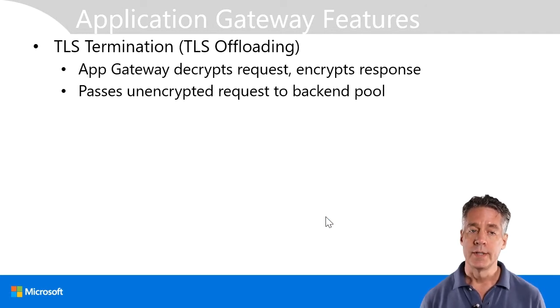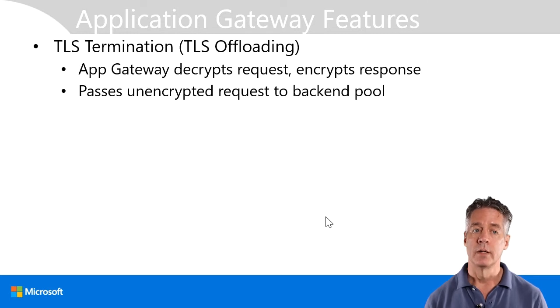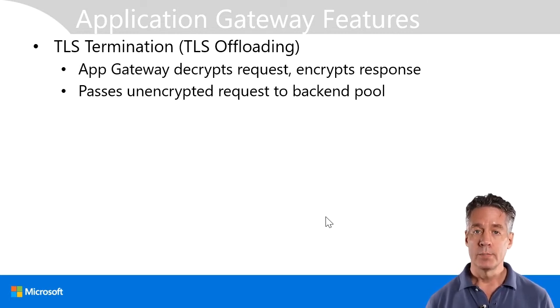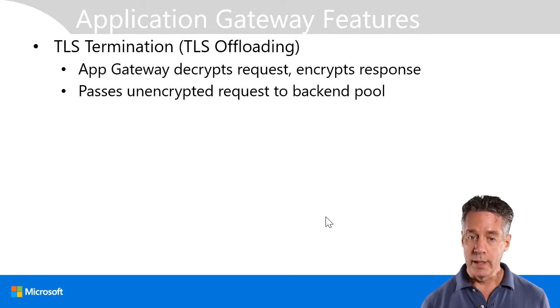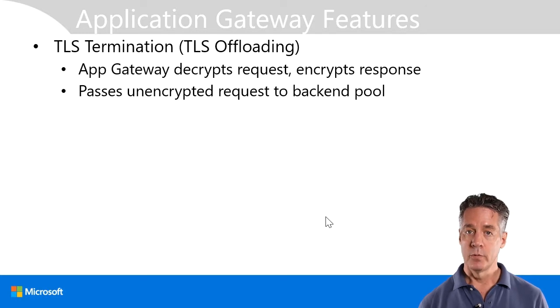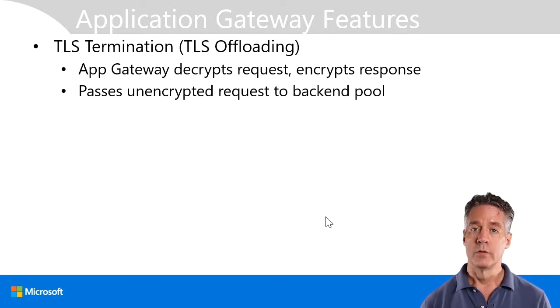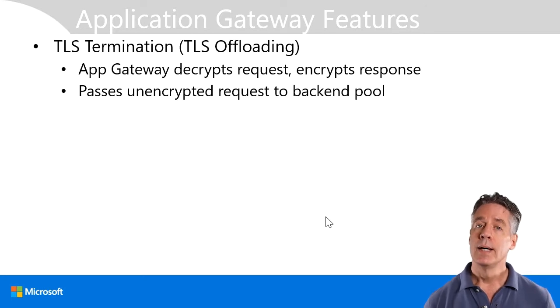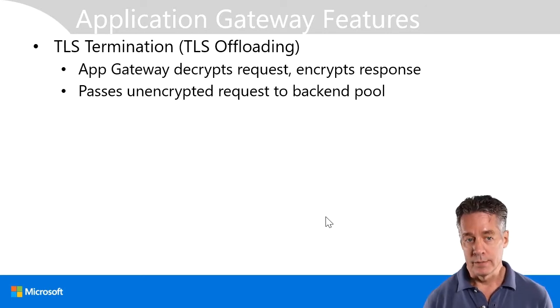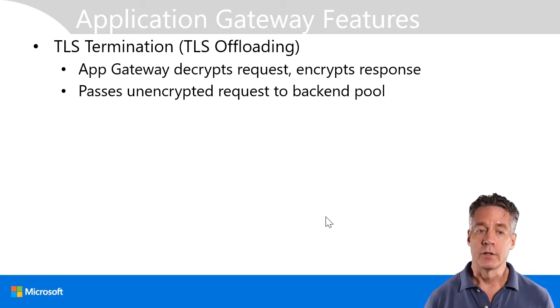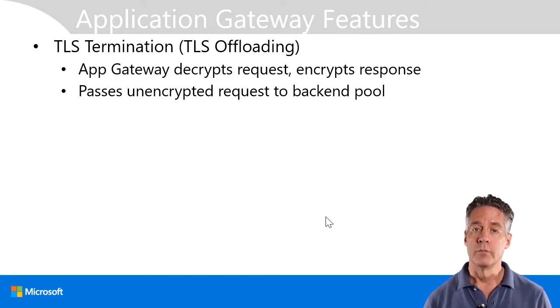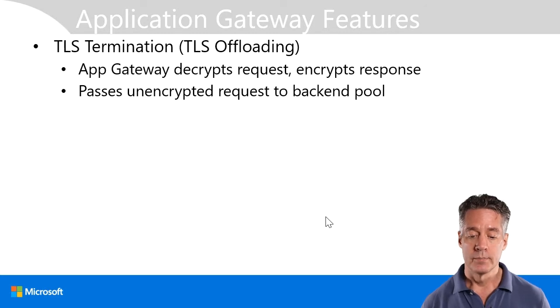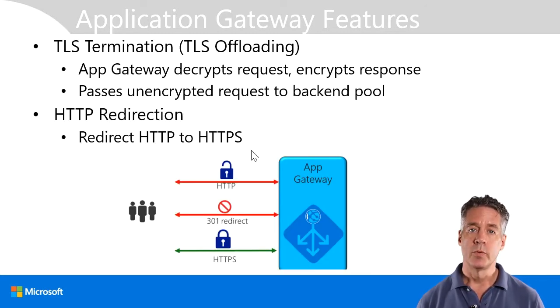Another feature is what's called TLS termination or TLS offloading. In that, App Gateway decrypts the incoming request that would be encrypted using TLS, and then it sends the unencrypted request to the backend server. The server responds to Application Gateway, and then App Gateway can encrypt it using the same TLS certificate and send it back to the client. This can just save you capacity on servers in the backend pool because they don't have to decrypt and then encrypt requests and responses.